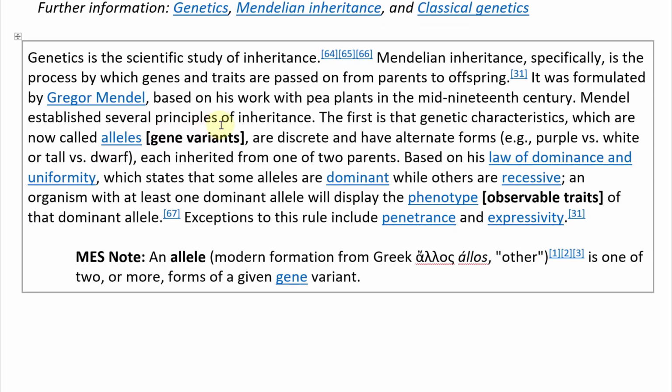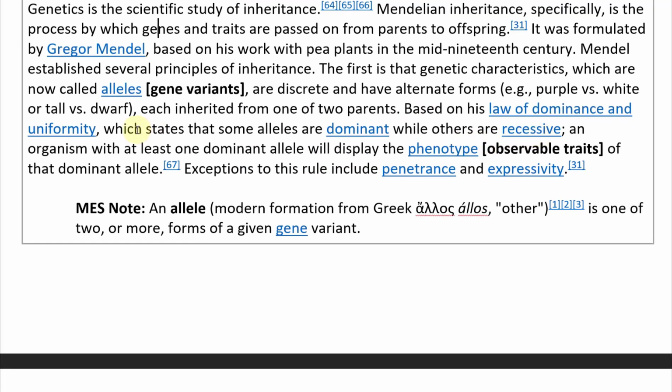Mendel established several principles of inheritance. The first is that genetic characteristics, which are now called alleles or gene variants, as I described earlier, are discrete and have alternate forms, e.g. purple versus white or tall versus dwarf. Each is inherited from one of two parents, based on his law of dominance and uniformity, which states that some alleles are dominant while others are recessive. An organism with at least one dominant allele will display the phenotype, which is the observable traits of that dominant allele.